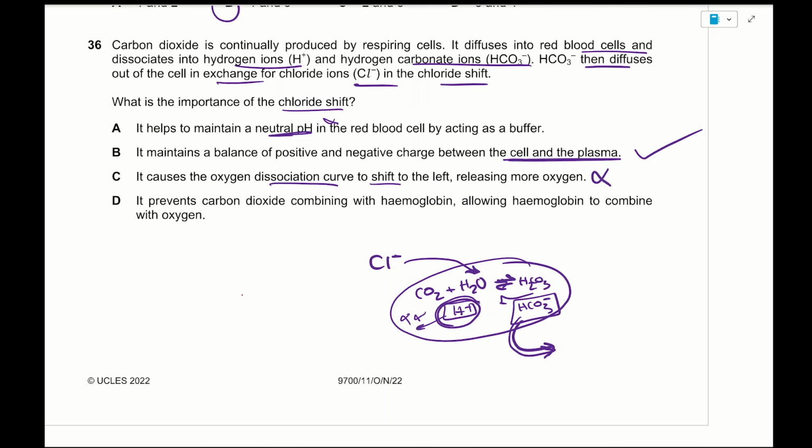This is incorrect. D. It prevents carbon dioxide combining with hemoglobin, allowing hemoglobin to combine with oxygen. This is incorrect. Carbon dioxide combines with the globin part of the hemoglobin, and it has nothing to do with the chloride shift. Therefore, the answer is going to be B.